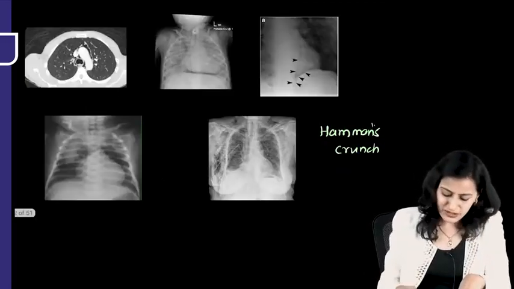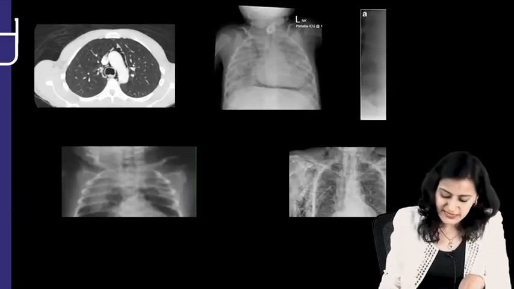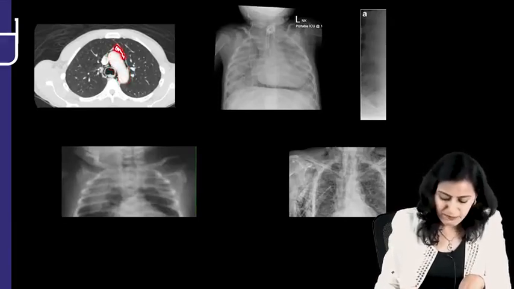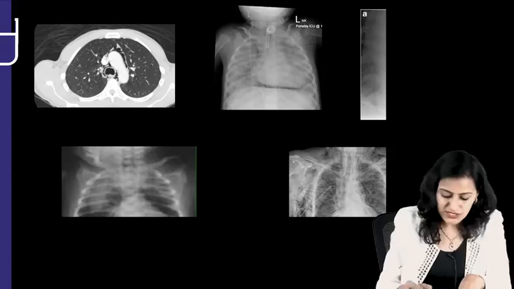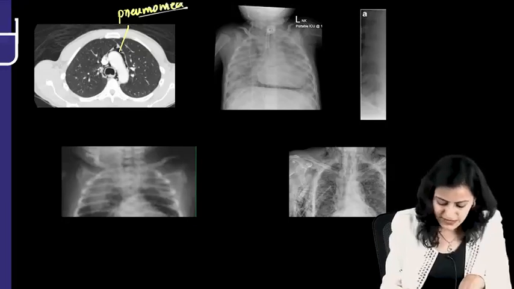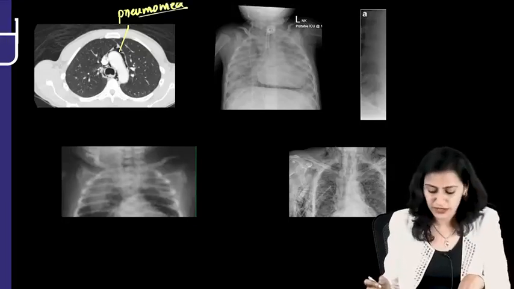Now look at these images. The first image here, this is a CT scan. This is the arch of aorta, and you can see the black air surrounding the aorta, which is a mediastinal structure. So this is pneumomediastinum, right? This is pneumomediastinum surrounding the trachea and the arch of aorta.